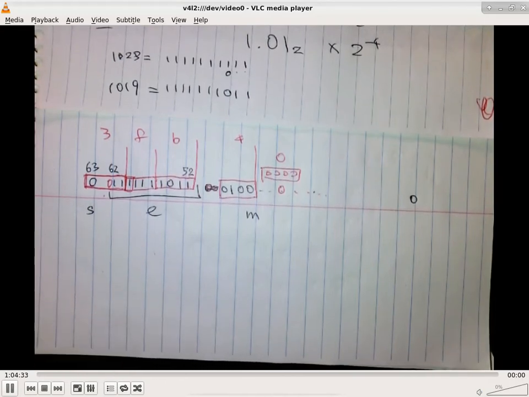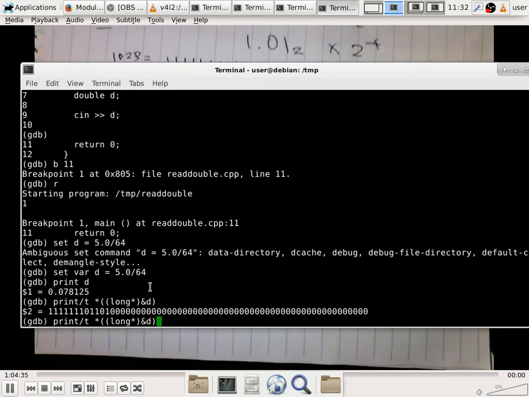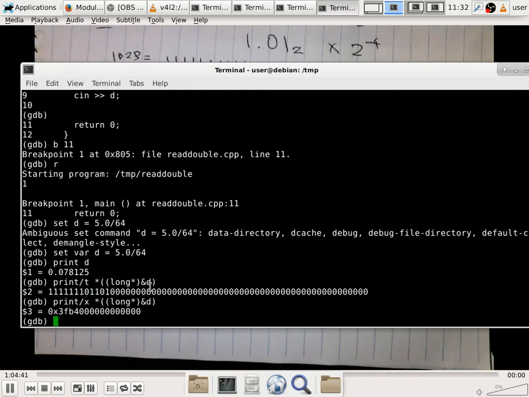Okay, so we switch back to the debugger, and then this time we use print/x to print everything in hexadecimal, and it is 3FB4, and that should be 12 zeros after that. It worked. Other than that 1 0 that I missed initially. Are we doing okay so far with this converter? Okay.